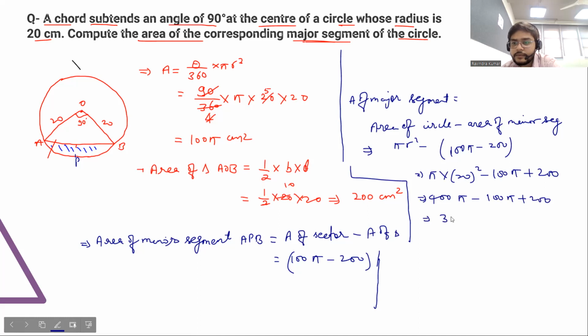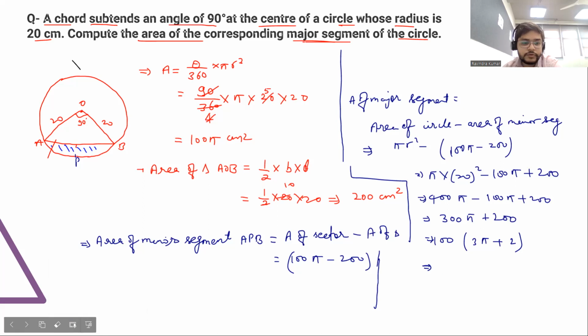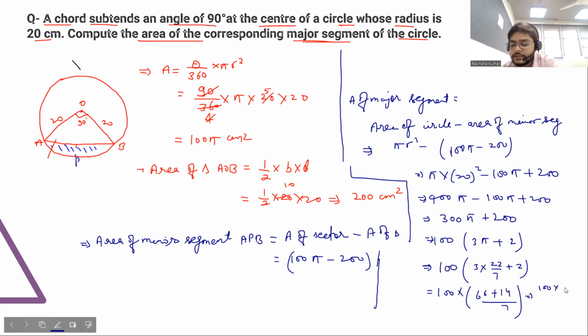So it will be 300 pi plus 200. Now take out 100 as a common factor. So you can say it is 100 times 3 pi plus 2, right? And now just put the value of pi here. You know that the value of pi is nothing but 22 divided by 7. So it is 100 into 3 into 22 divided by 7 plus 2, so it is 100 into 66 plus 14 divided by 7. So now what you will get is 100 into 80 divided by 7, which is 8000 divided by 7 centimeter square.